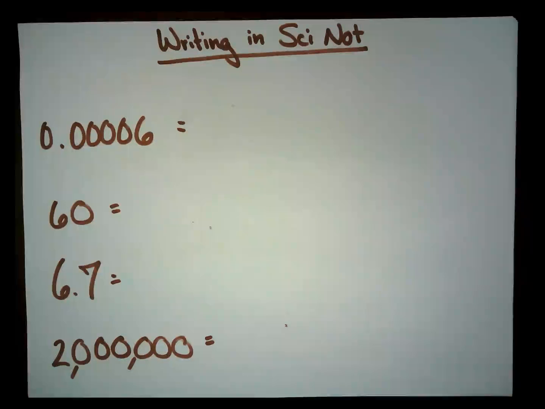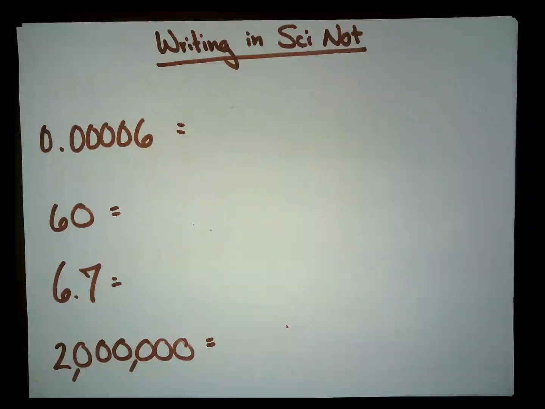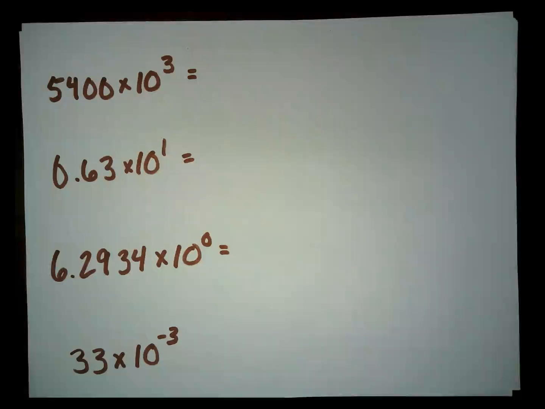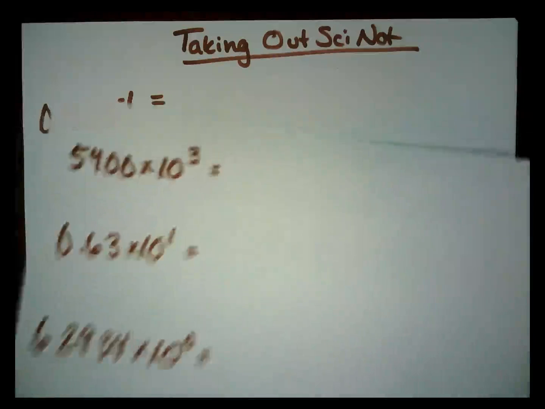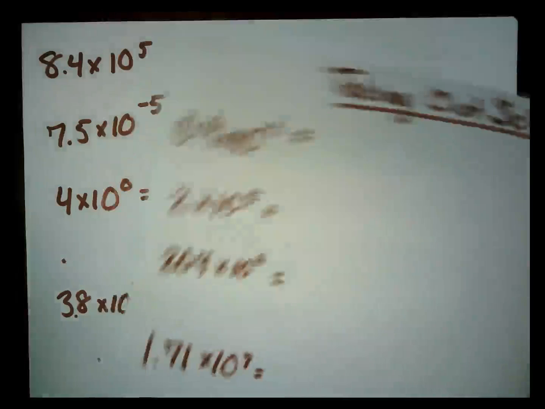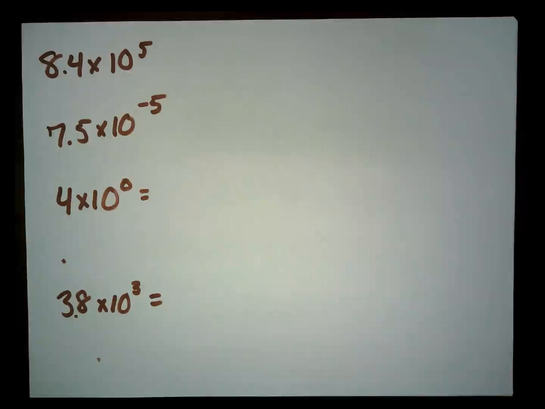So here are the 8 writing in scientific notation. Here are these 4. And then here are these 4. And again, these are the 8 for writing in scientific notation. Okay, and then for taking out of scientific notation, here's what we're going to take out. There's the first 4. And then here is the other 4.